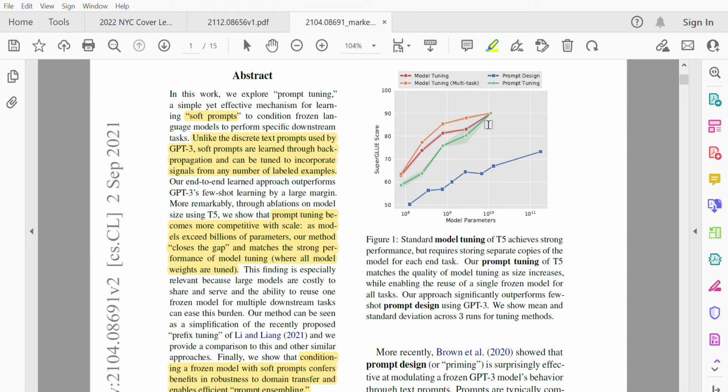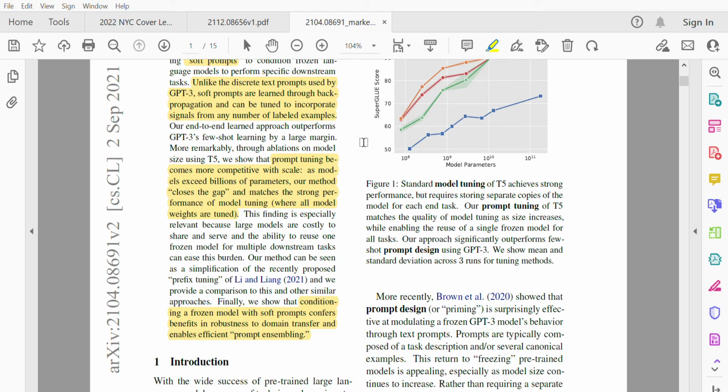It should be noted that their model does not actually do as well as model tuning unless we're talking about extra large models, and they're specifically using T5, and I think it's an XXL T5 or something that they show that this works out on.